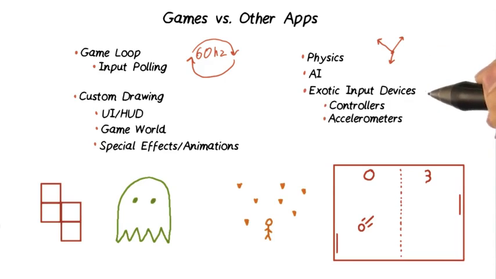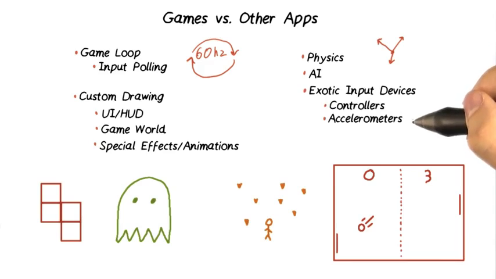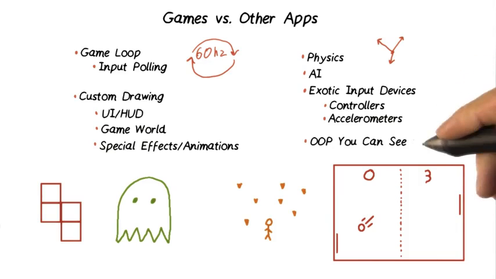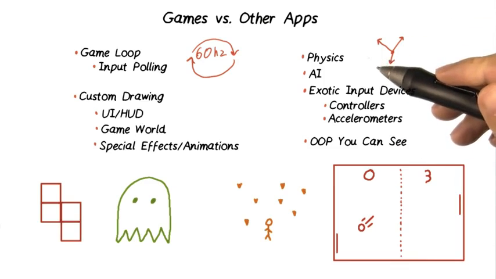There's also exotic input devices to deal with, like gamepad controllers, or, more interestingly for this class, accelerometers, like the one you've got in your phone. Finally, my favorite part of game development is the fact that you get to create a lot of objects that have visible representations in your game world. Designing an elegant, object-oriented app is a lot more fun when your objects can run around hitting each other with swords.